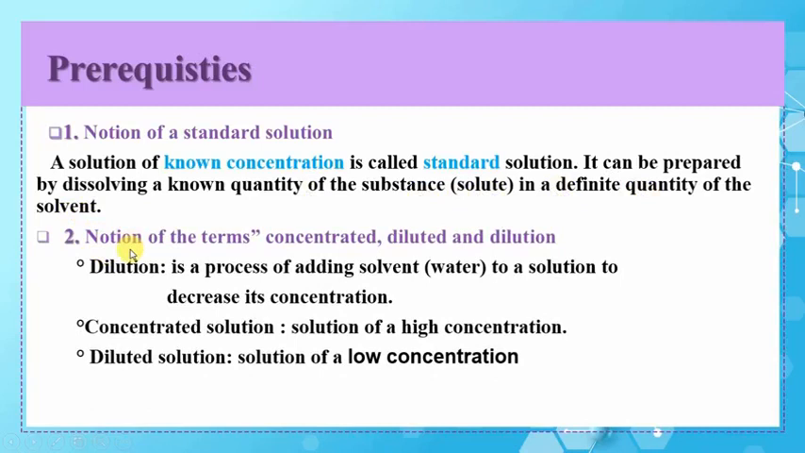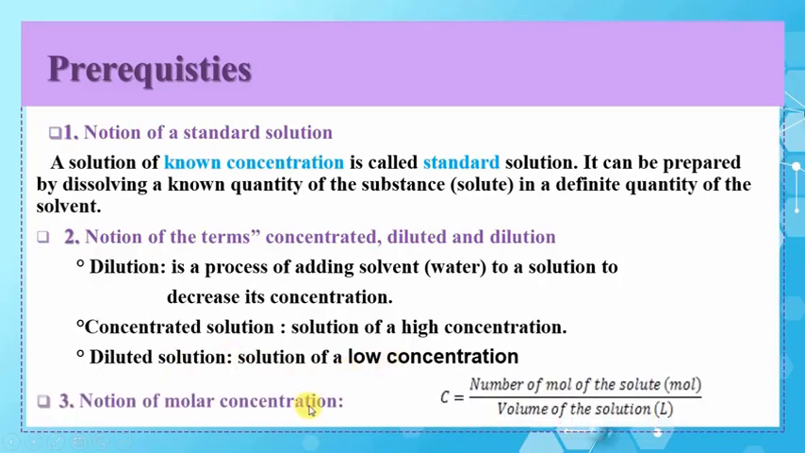Second, you have to make a revision about three important terms. Dilution is a process of adding solvent, water, to a solution to decrease its concentration. Concentrated solution: a solution of a high concentration. Diluted solution: a solution of a low concentration. Third notion is about the molar concentration C, which is equal to the number of moles of the solute over the volume of the solution.